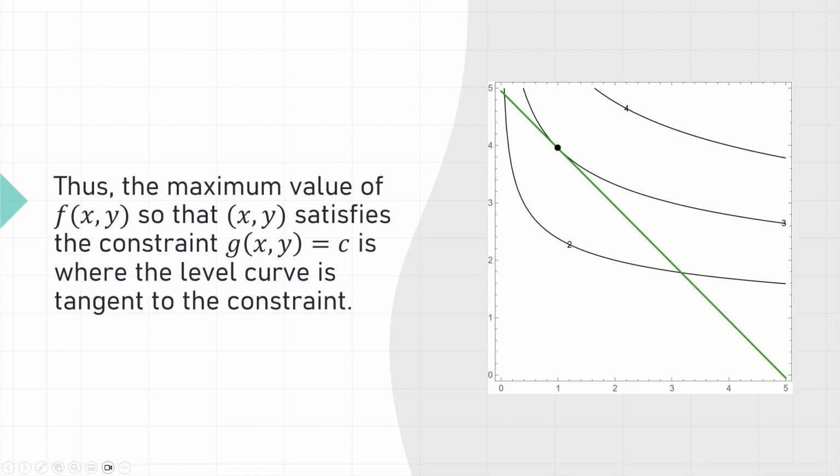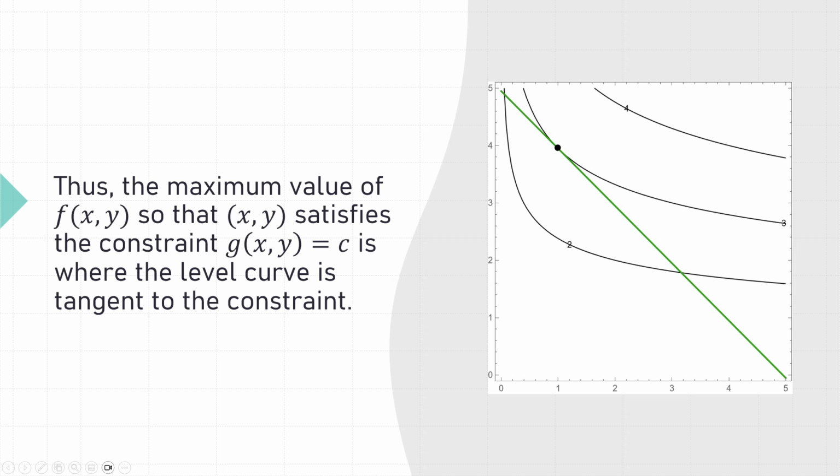What that shows me is that this level curve, f of xy equals 3, is the biggest level curve that still touches this constraint. If I move any further in this direction, towards the 4, I won't hit the constraint anymore. And if I move any further in this direction, towards the 2, I'll hit the constraint twice. So the 3 is the last level curve that's actually going to hit the constraint.